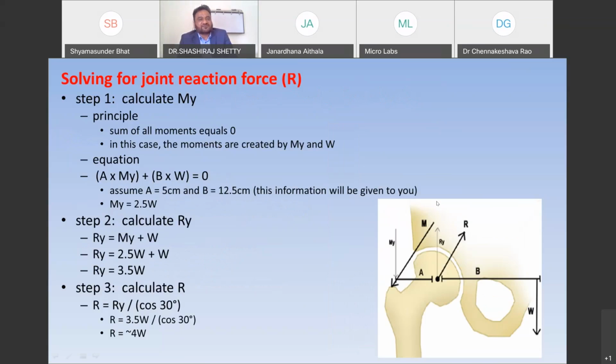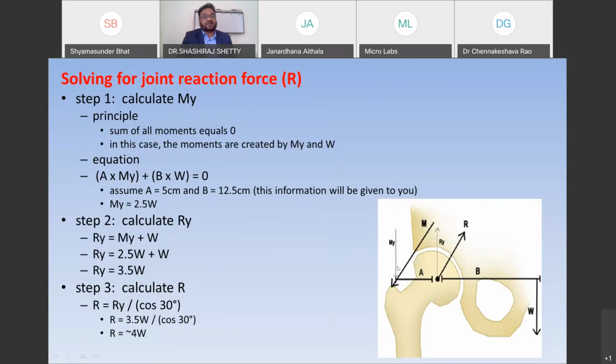Solving the joint reaction force. Step 1, calculate My. Principle: the sum of all the moments equals 0. In this case, moments are created by My and W. Equation: A into My plus B into W is equal to 0. Assume A as 5 centimeter and B as 12.5 centimeter. This information is given to us. My is 2.5 body weight.